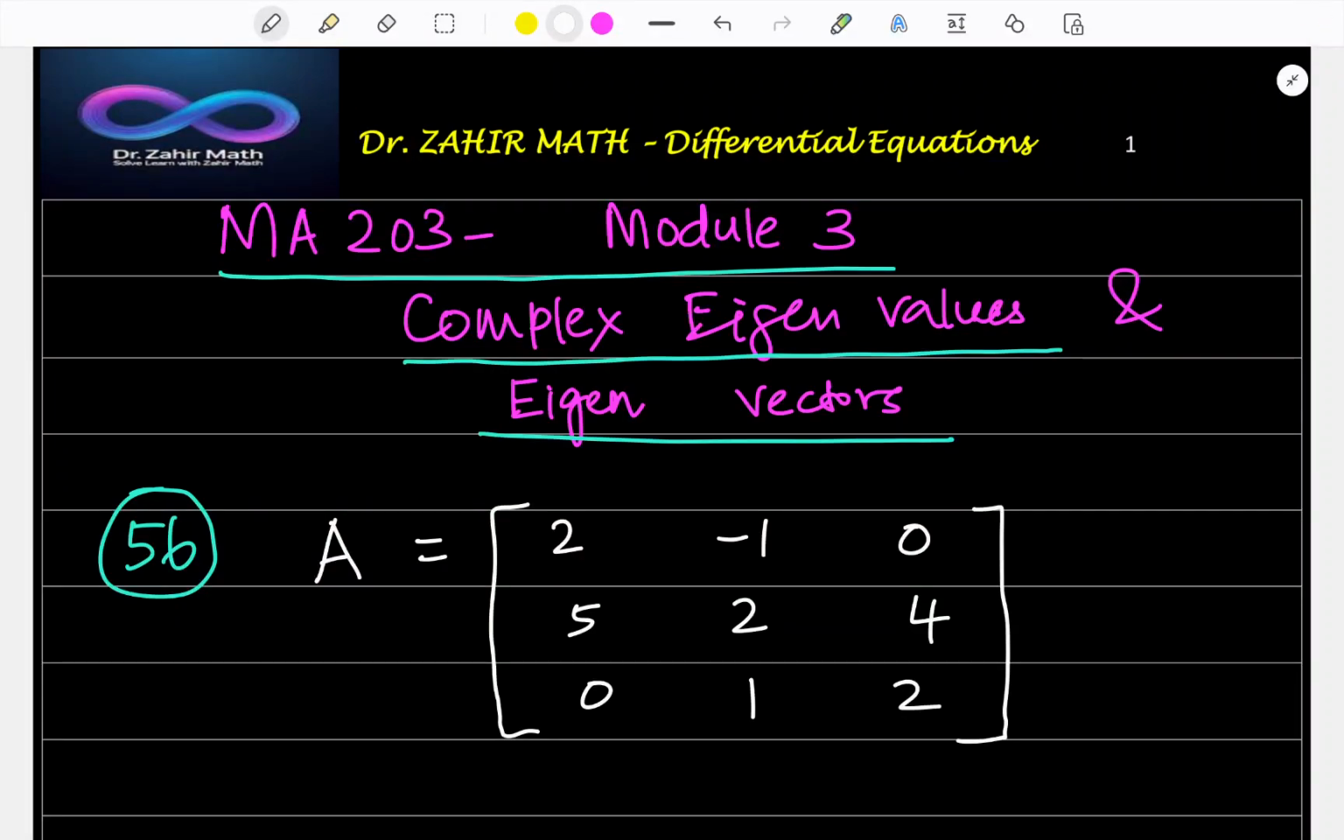Dr. Zahir Math will be dealing with a more advanced topic today: eigenvalues and eigenvectors of a 3 by 3 matrix where the eigenvalues are complex.